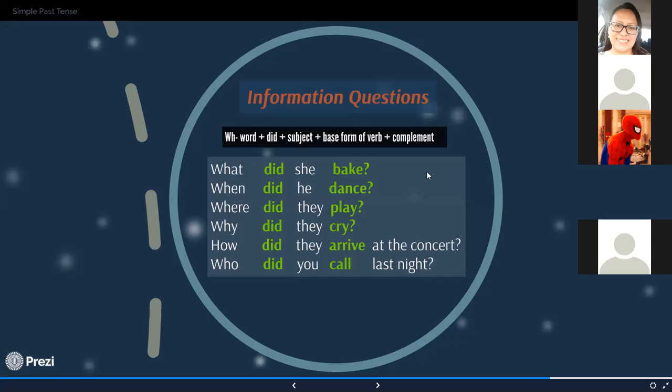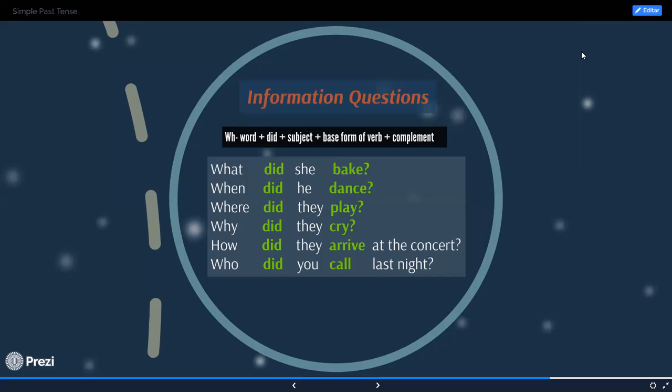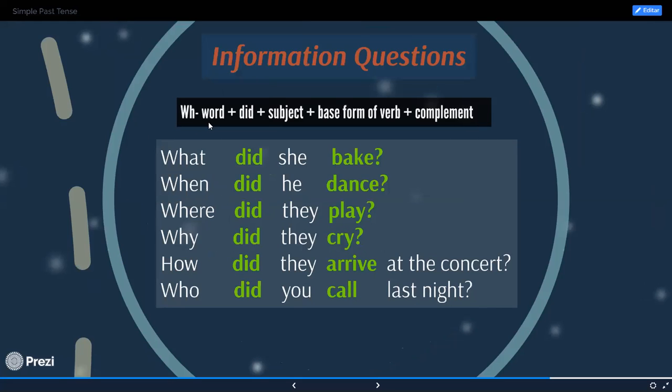With information questions, the way that we are going to do it is the following. You can see that we have, first of all, the WH word, then the auxiliary did, then subject, the base form of the verb, plus complement. Okay? Vaya, para las preguntas abiertas, tenemos la siguiente forma. Primero iniciamos con la WH word. En este caso tenemos what, when, where, why, etc. Then we have the auxiliary did, the subject, the base form of the verb, plus the complement.